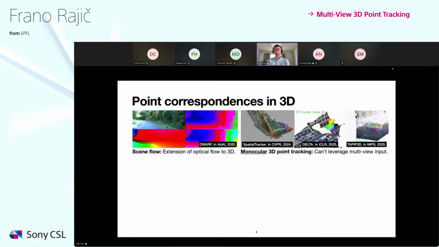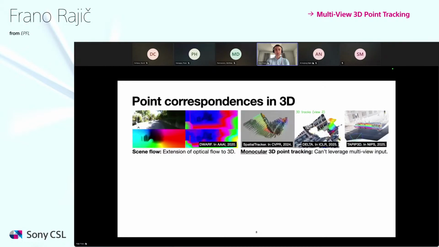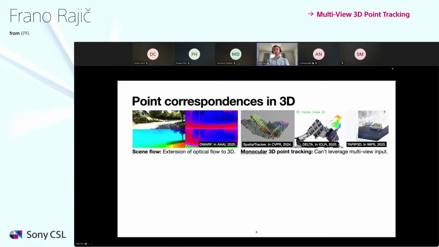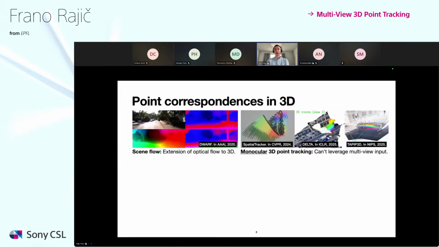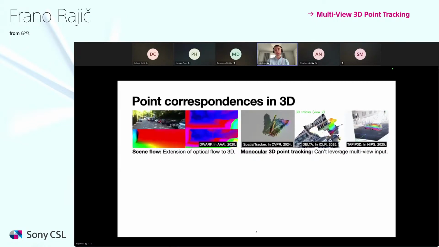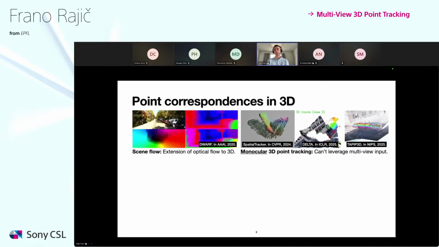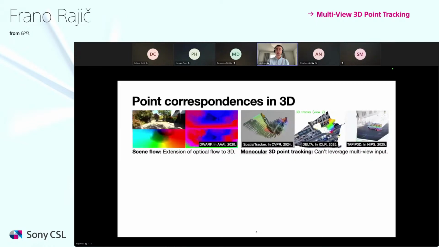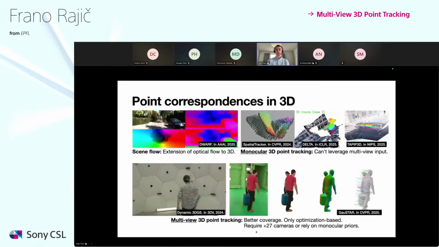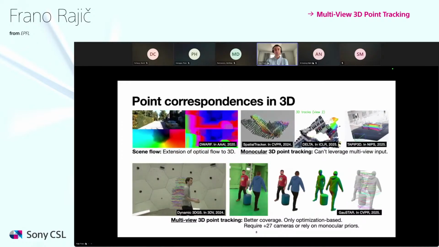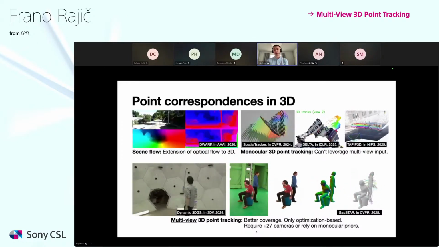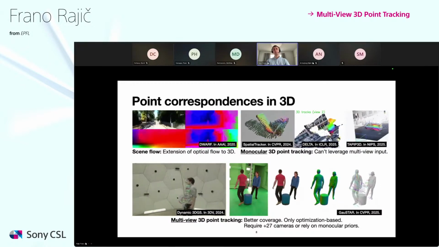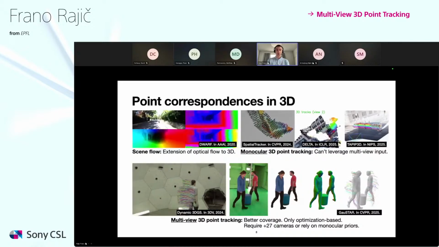Also, we have monocular 3D point tracking, which has received a lot of attention recently. It's tracking points in 3D, in world space, or in camera space. However, it can't leverage multi-view input. So if you have multiple cameras, like 2 to 4 cameras, it can't directly leverage this information. That brings us to multi-view 3D point tracking. Because it has multiple views, it has a better coverage of the scene, which can then bring better precision, which is important for all applications.